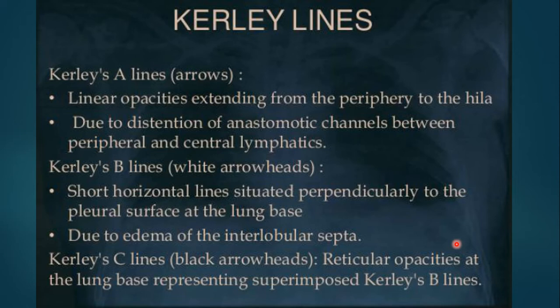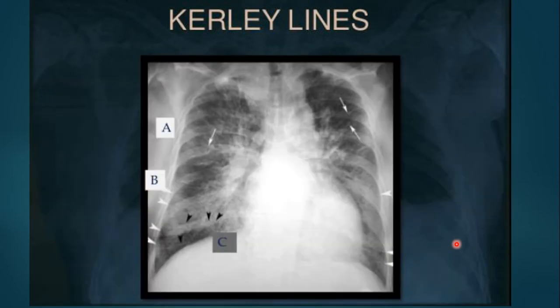Regarding curly C lines, they are reticular opacities at the lung base representing superimposed curly B lines. So curly C is basically just curly B lines superimposed upon each other. And if you notice, the curly A, curly B, and curly C lines all occur due to the distension of lymphatics. So when you see curly lines, whether it's A, B, or C, there is something wrong with the lymphatic drainage.